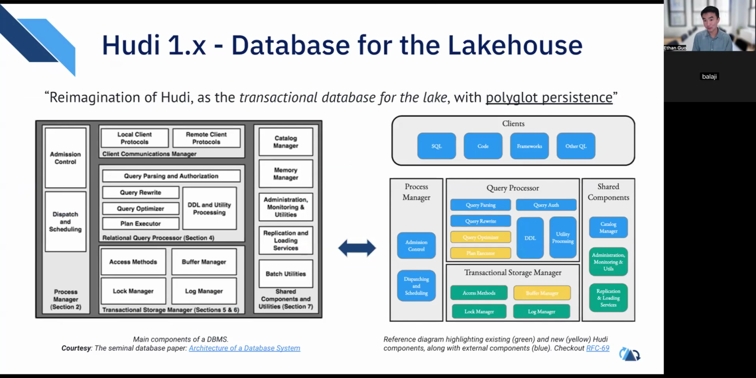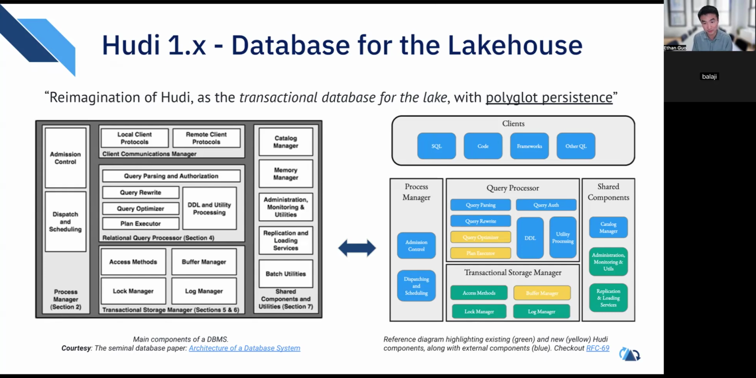In fact, Hudi already provides functionalities like access method, log manager, and utilities and services that are core components in a database system. Let's look at the core components of a typical database system shown on the left side of the diagram. There are the client communication manager on the top, process manager, relational query processor, and transactional storage manager on the bottom, and shared components and utilities on the right side.